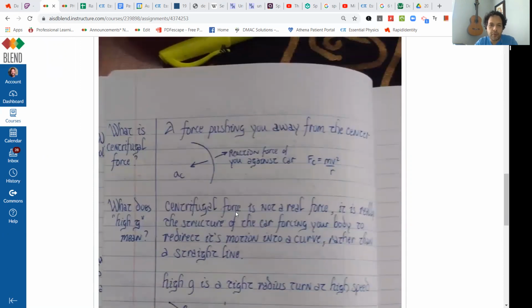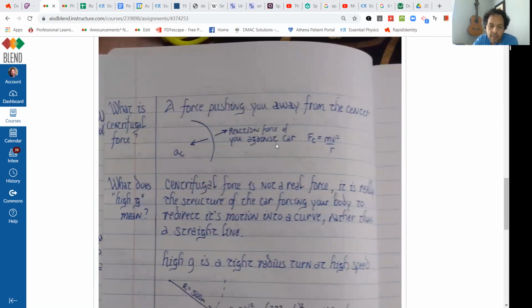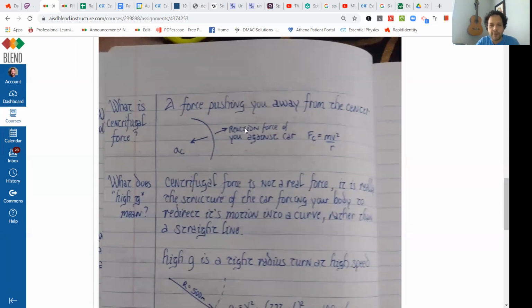What is a centrifugal force? A force pushing away from the center. Now there is a little bit of not controversy, but misconception about centrifugal force. It's not actually something pushing you out. It's like the reaction force. It's considered a false force because the car is putting a force on you, and you are putting a reaction force back. Same thing as the centripetal force. It's just the equal and opposite reaction.